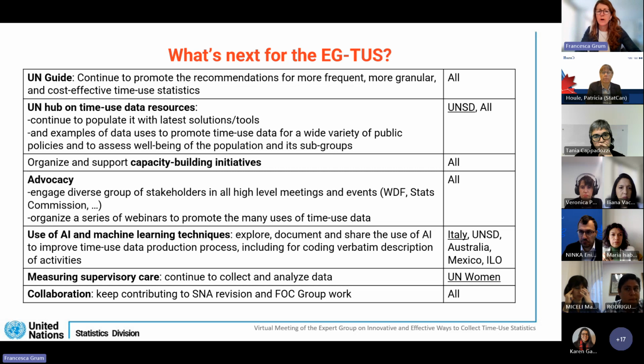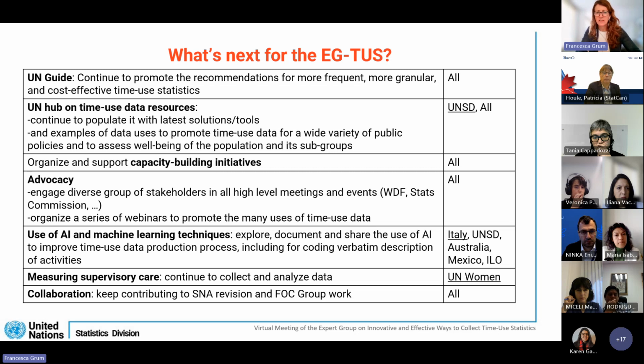I think that was day one, we touched on the importance of learning how to use artificial intelligence and machine learning techniques in our domain, in our work. So there was a clear mention of the use of AI for coding verbatim descriptions of activities. But maybe more generally, we could brainstorm, maybe via email first, on what are the other potentials for AI. And again, it would be nice.